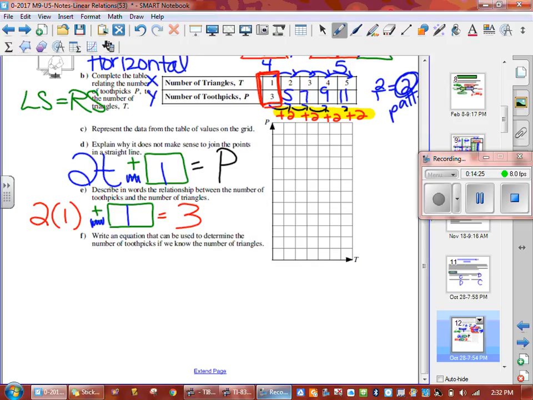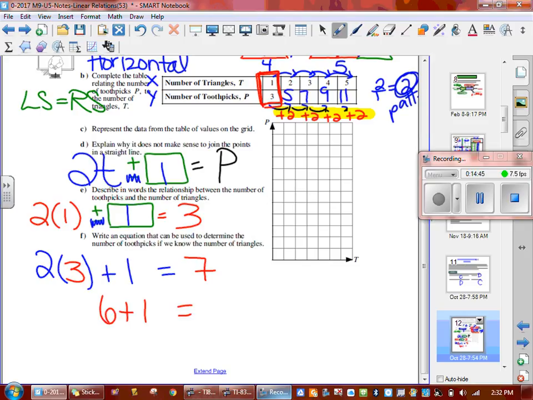All right, let's find our next test point. 3 and 7, okay. 3 for x, 7 for y. So what's 2 times 3? 6. Does 6 plus 1 give me 7? Yes, the left side equals the right side. So that means that my equation is correct. Okay? Now we're going to graph the equation.